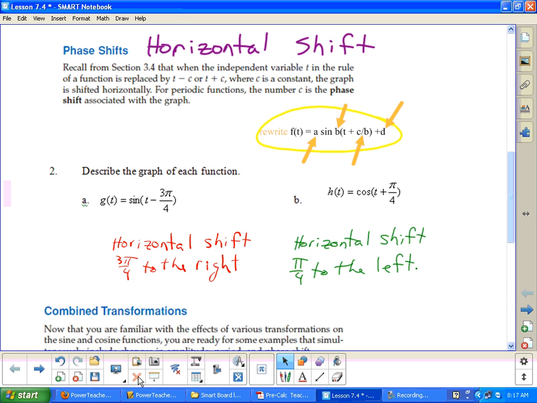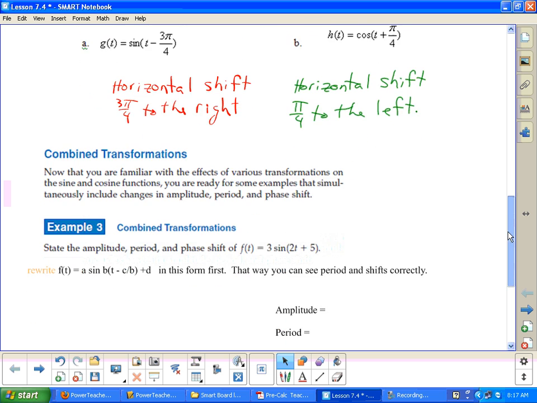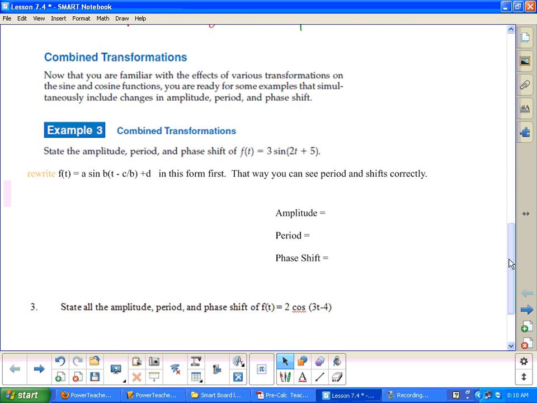So then what do you do? You do have a value. If we have combined transformations, we have to involve everything: vertical shifts, horizontal shifts, stretches and compressions horizontally and vertically.